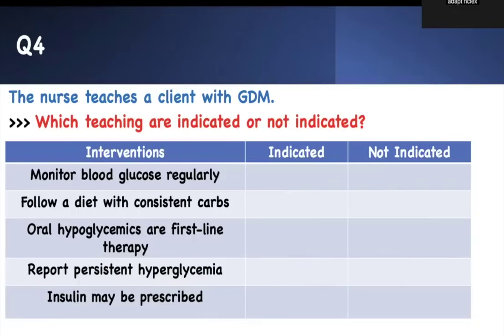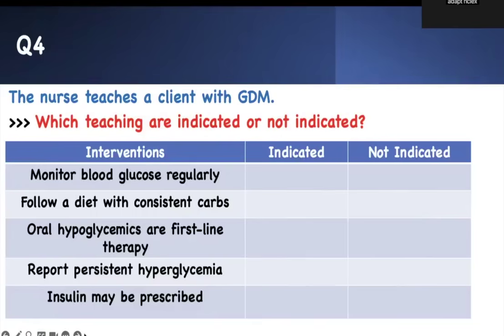Monitor blood glucose regularly, right? You're going to monitor blood glucose regularly. Should you do that? Should you follow a diet with what? Consistent carbs? Are you going to teach the mother like that? Tell her that oral hypoglycemic at the first line, that she's going to take metformin by mouth. Report persistent hyperglycemia. When she has these symptoms, she should report it. That insulin may be prescribed. What do you think? Gestational diabetes.